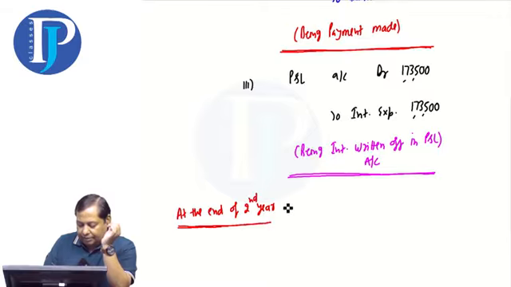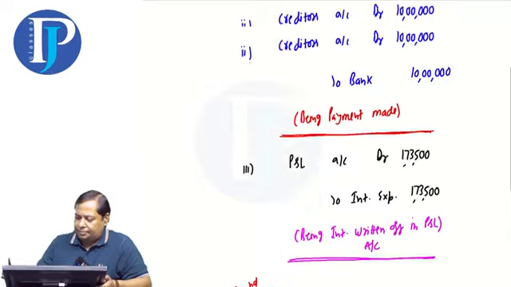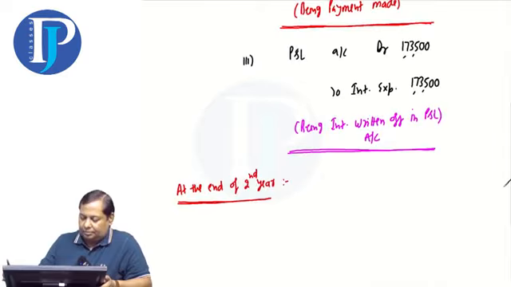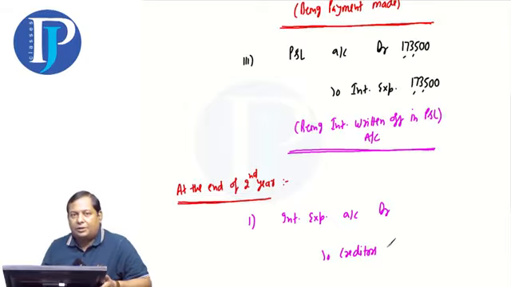At the end of the second year, I've reached the end of second year. I will pass the first entry in this: Interest expense account debit to creditors. For this you will have to keep a record.